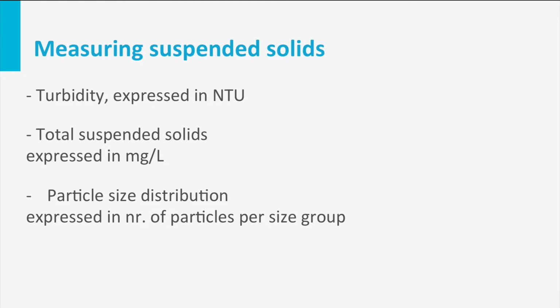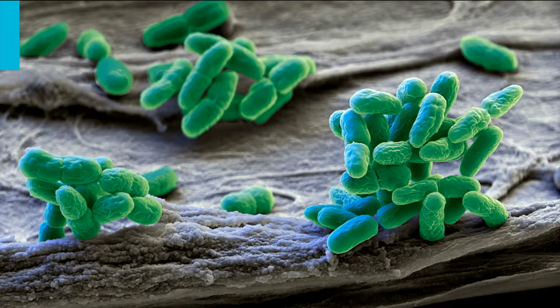The amount of suspended and colloidal matter can be expressed in multiple parameters, including turbidity, suspended solids concentration, and particle size distribution. The second group of key compounds in water consists of living creatures, which you most often cannot see with the naked eye. In nature, water contains all kinds of organisms, and they are present in large numbers. Also in drinking water, many different organisms are found.